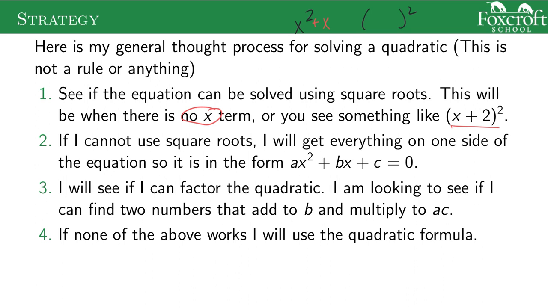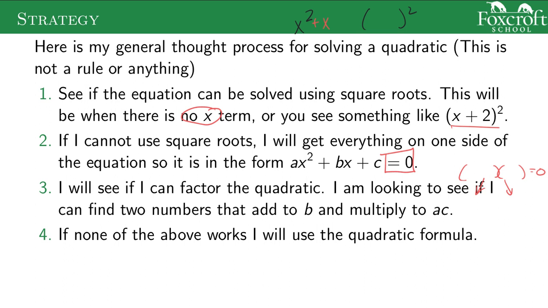If I can't use square roots right away, the next thing I'm going to do is get everything to one side of the equation and get 0 on the other. You don't have to do that first. You only do that if you recognize you can't use square roots. Now that I have 0 on one side, I have 2 options. My first option would be to try to factor the quadratic. Remember, factoring it, you break it up into its 2 pieces, and that lets you solve simpler equations.